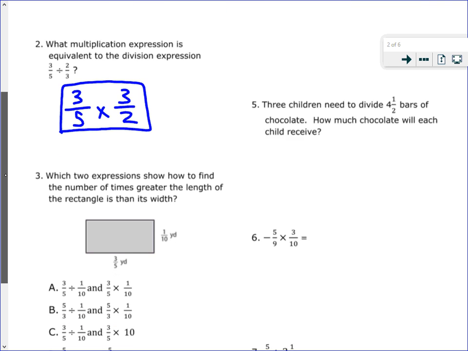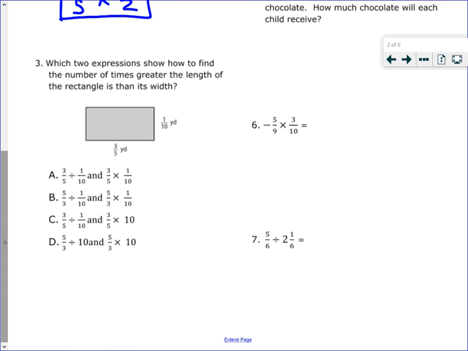Take a look at number three. Which two expressions show how to find the number of times greater the length of the rectangle is than its width? So we are looking for how many times greater the length of the rectangle is than its width. So we're going to be multiplying 3/5 times 1/10. Actually, we're going to divide here because we are looking for how much bigger it is.